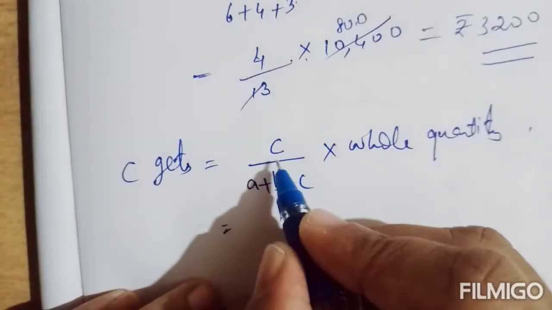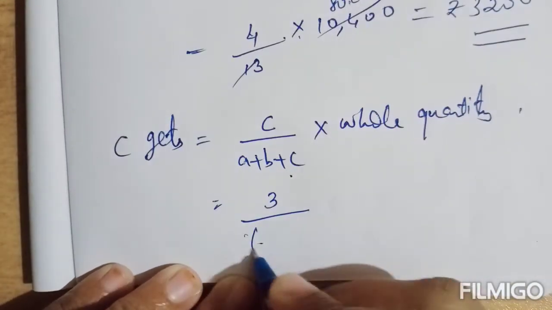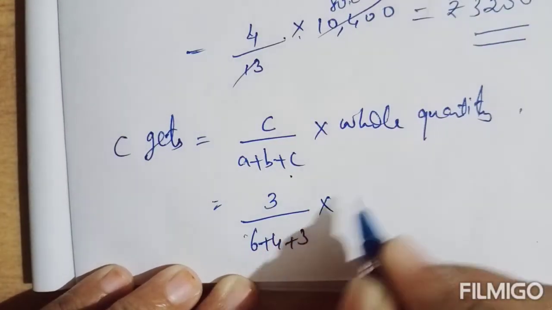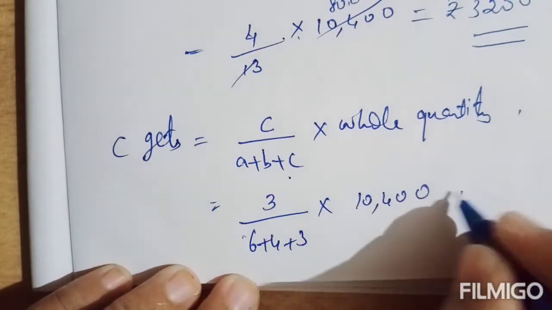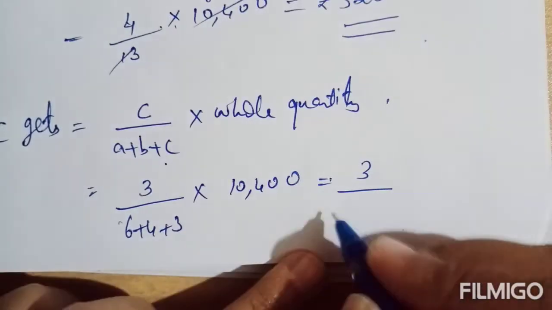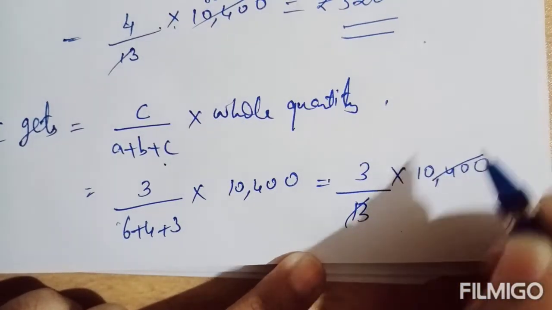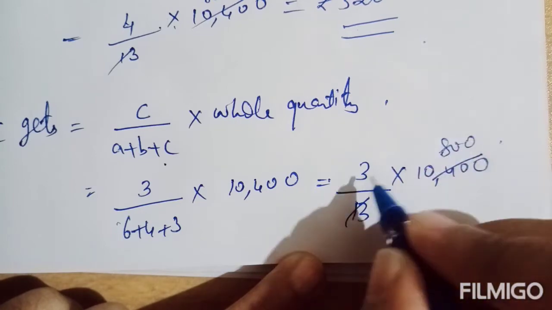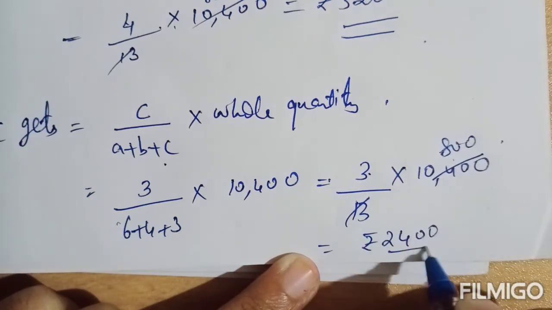Equal to, in place of C it is 3. 3 by 6 plus 4 plus 3 into whole quantity, it is 10,400. So what will we get? 3 by 13 into 10,400. We can cancel this. Here it will be 800. 3 into 800, it is rupees 2,400.